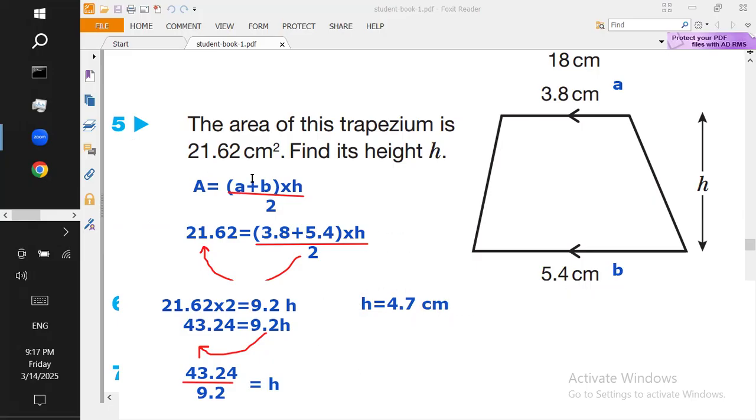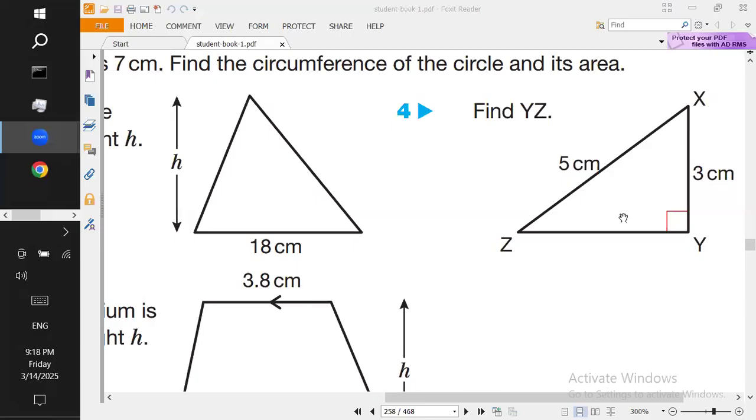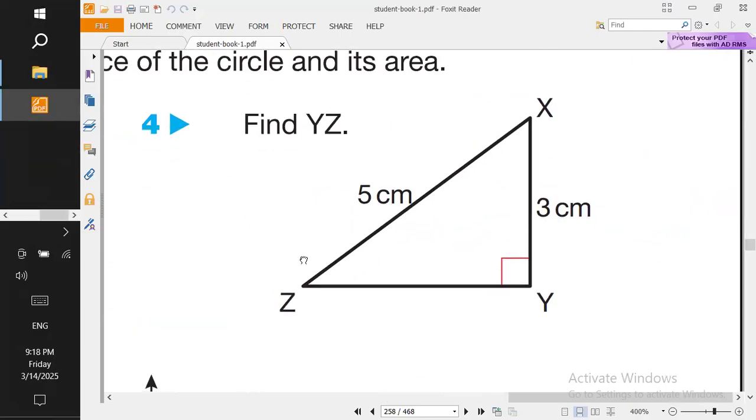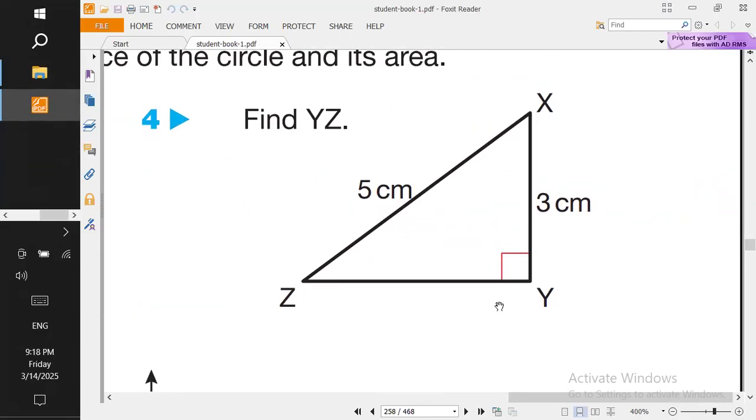So focus on the formulas for the area of shapes, how to use them, and how to rearrange them to find the missing values. Now let's move on to the next question. Find YZ, which is over here. In this triangle I have a right-angled triangle with three sides. One of them is missing, which is YZ.